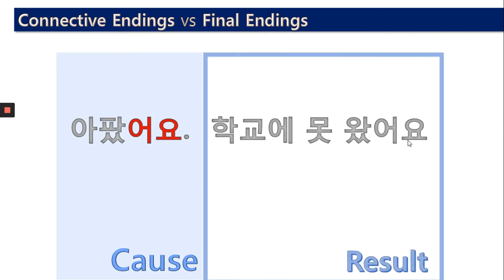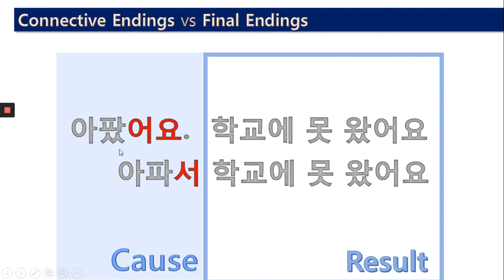So 학교 못 왔어요 is the result. So we can make this in one sentence. We better have one sentence rather than two sentences because shorter is always better. So 아팠어요, 학교 못 왔어요 is two sentences. We can make it into one sentence using because. Because I was sick, I couldn't go to school. So because in Korean, as I said, it's 아파서.